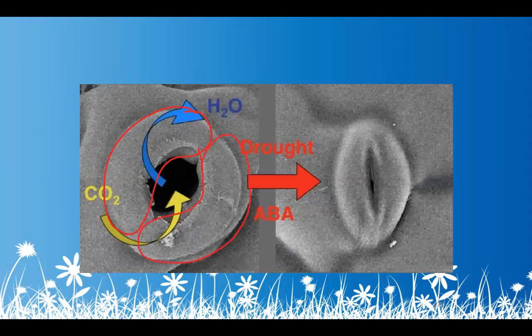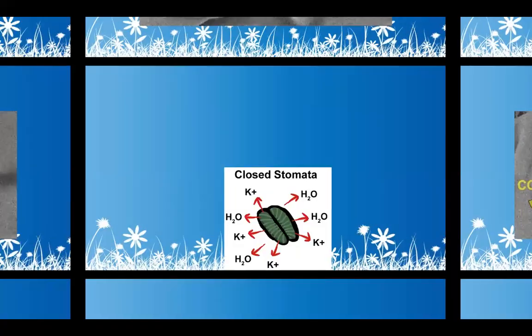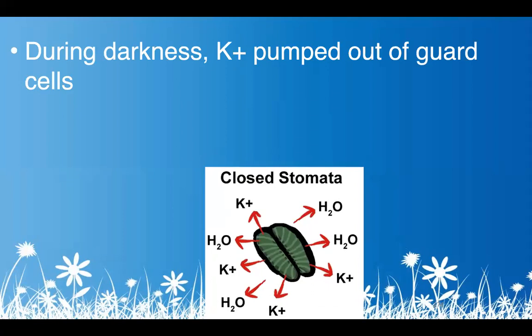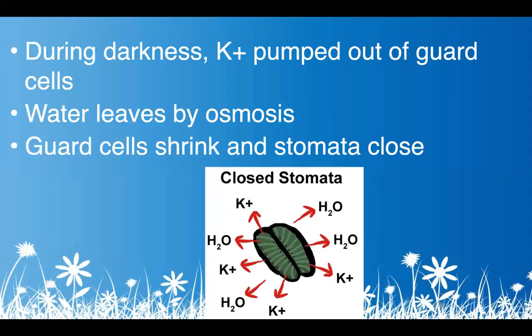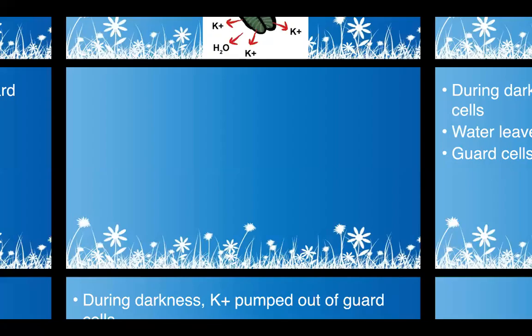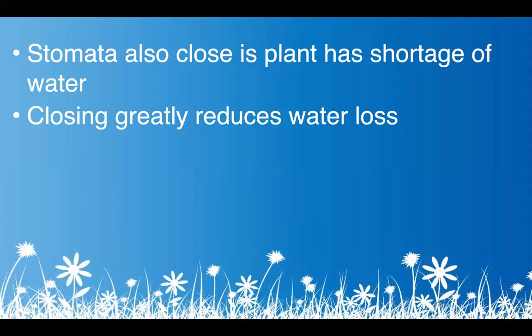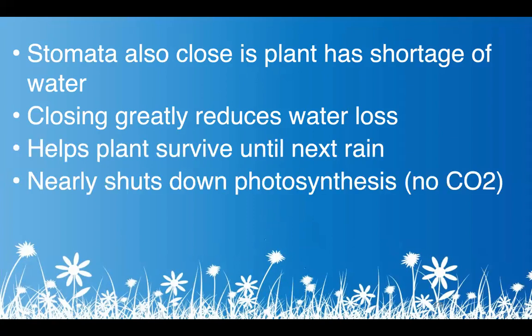And then when there's not enough water or it's the nighttime, potassium gets released. That means water follows. Sorry, I'm writing blue on blue. And the cells shrink. You can see the size of these cells versus the size of these cells. So again, potassium is pumped out of the guard cells, water leaves, the cells shrink, and the stomata close. This is also regulated by the amount of water available. When there is a shortage of water, stomata are going to close to prevent any additional water loss.